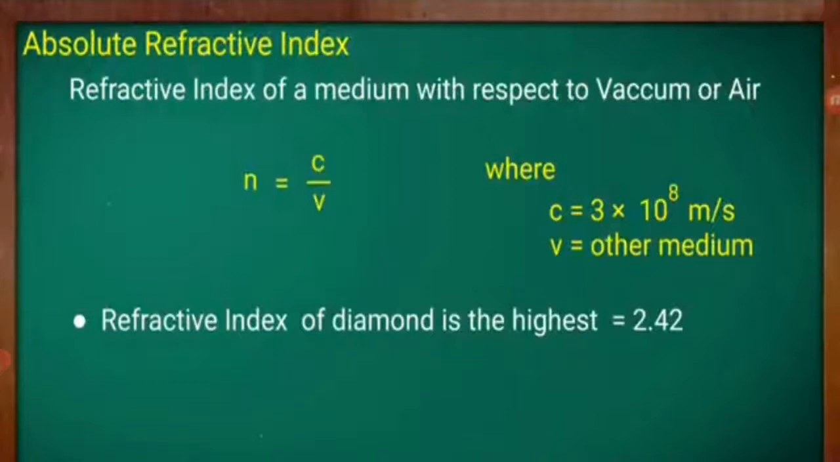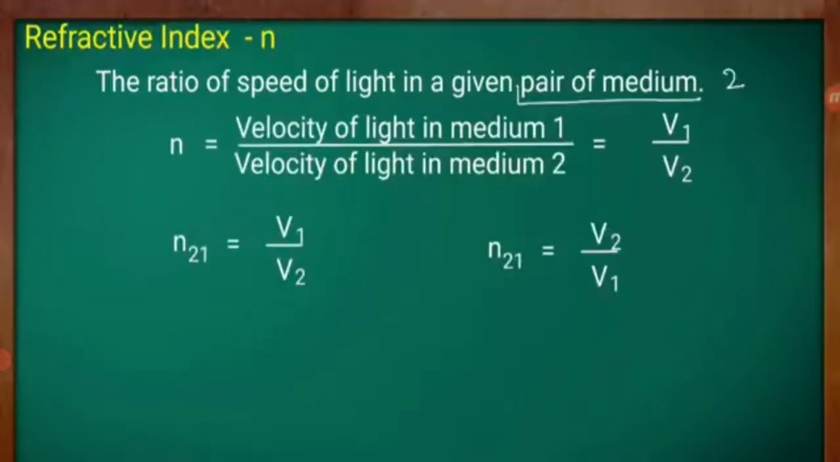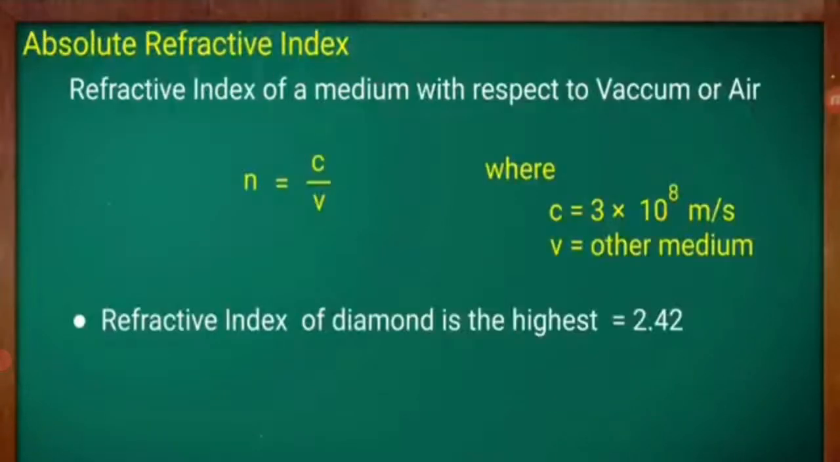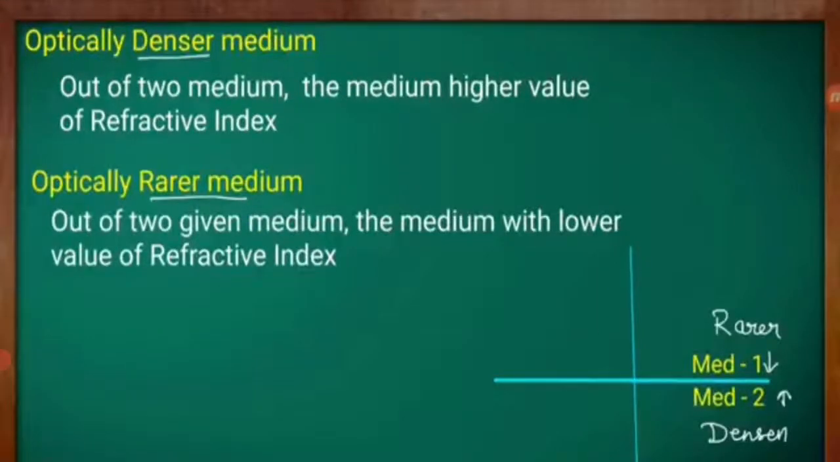One of the values of the refractive index has been given, children. The refractive index of diamond is the highest of all the media we are considering. How much is it? 2.42. Even in the exercise in the textbook you have been given a table referring to the different refractive indices of different media. You can refer to that also. Now let us understand one more concept, that is optically denser medium and optically rarer medium.